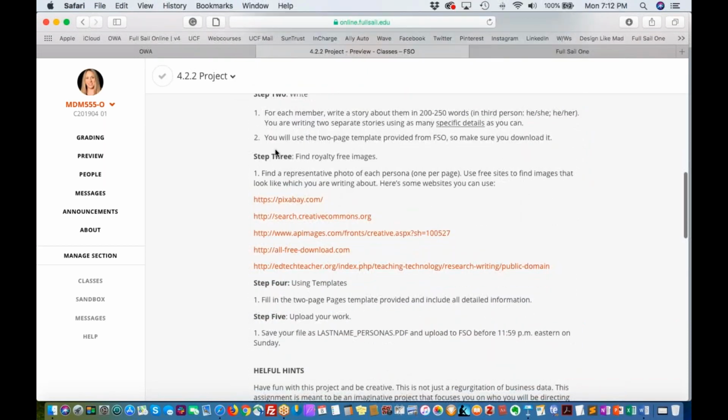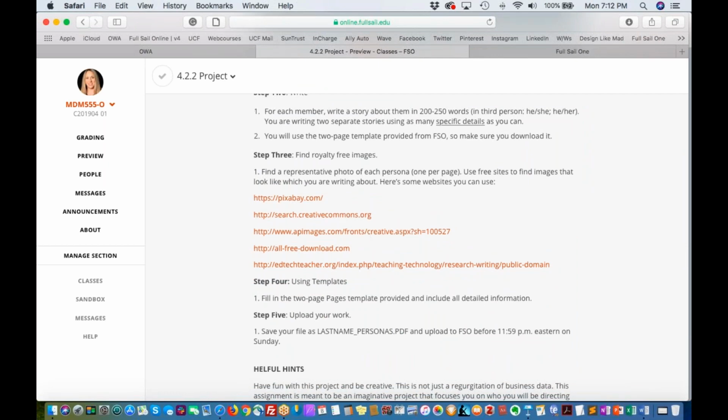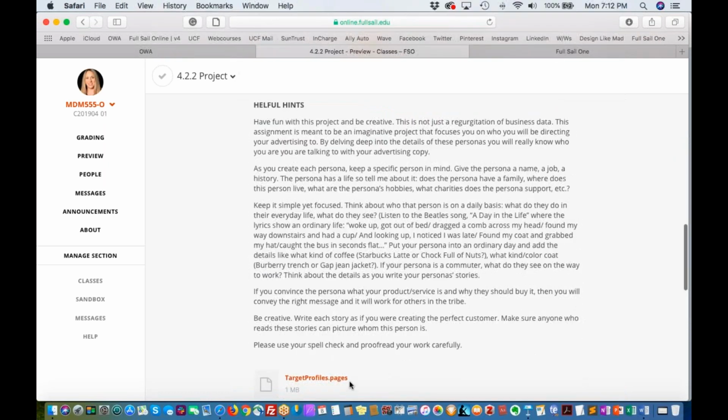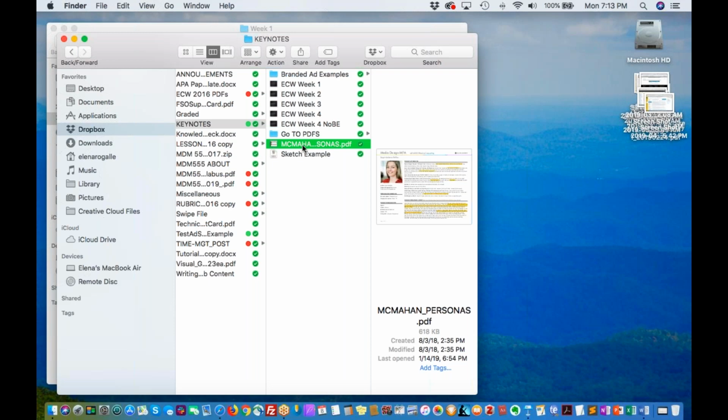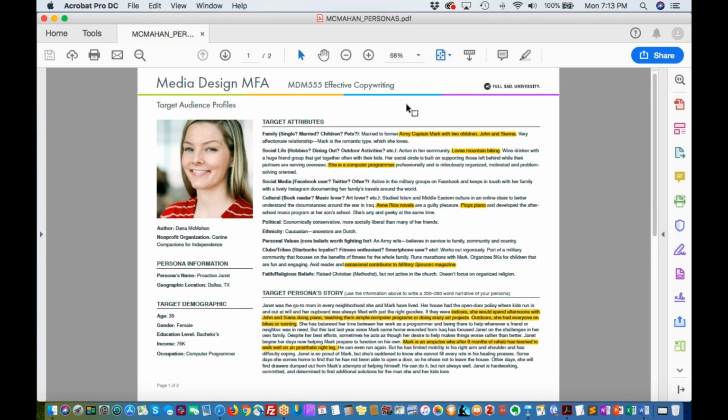I give you all these different resources to use for free images because you want to make sure that the people are represented with a clear photograph. So please use the royalty-free images that are listed here and use the template. So what you're going to do is fill out this template. I think I have an example of one. Let me see if I can find it really quickly. Oh, here's a good one. Get this one to open. All right. So here's what the template looks like, and this is what you're going to be filling out.